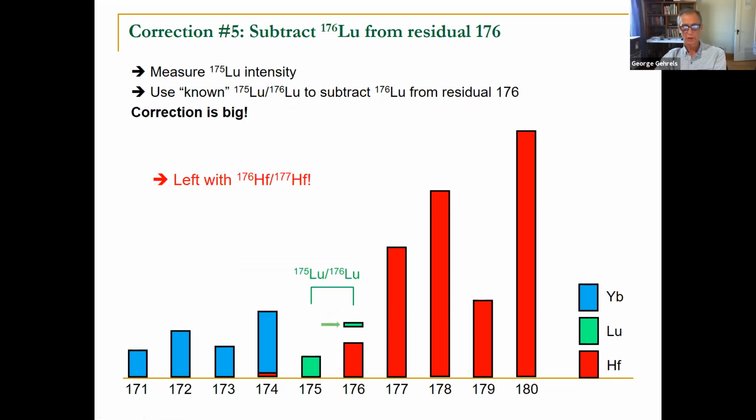And so here's our 5th correction. We measure 175. We know the 176, 175 ratio in nature, so we can subtract out the amount of 176. And so voila, at the end of these 5 corrections, we've got 176, which is just hafnium. And now we can do that ratio of 176 hafnium to 177 hafnium.